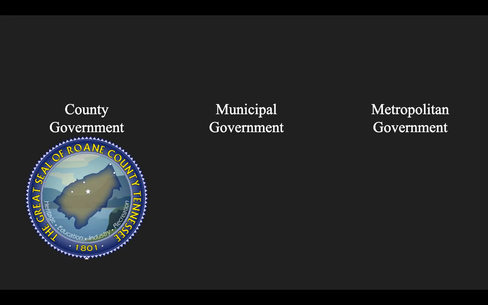Now, county governments are additionally required to elect a few other offices. They're required to elect a sheriff, a trustee, which is like a county tax collector, a register, which deals with a lot of licenses in the state, a county clerk, and also a property assessor.